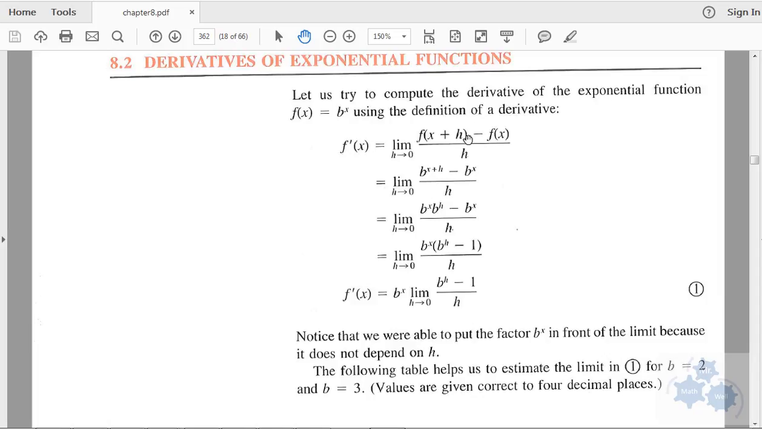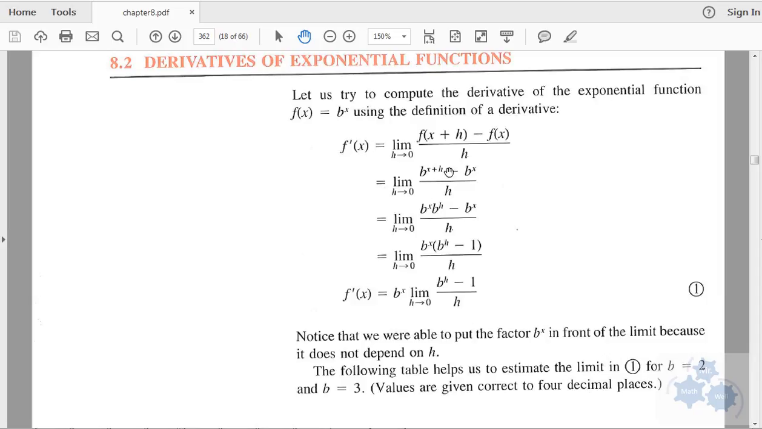Okay. So anyways, look at what happens if you evaluate the derivative. Now this is just an expression for the derivative of some random exponential function with a base b, okay? You have to follow along very carefully here. So we're going to put b to the power of x plus h minus b to the x, all over h.